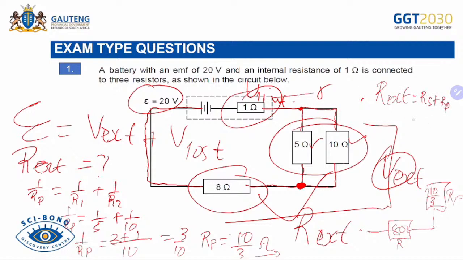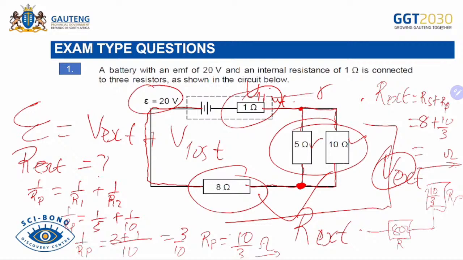So what is your R series? Your R series, remember, is the 8 ohm resistor, which is now in series with that R parallel, which is 10 over 3. Then you will get your answer in ohms. So this is how you can get your R external. So you have 8 plus 10 over 3. Then you'll get your answer in ohms.